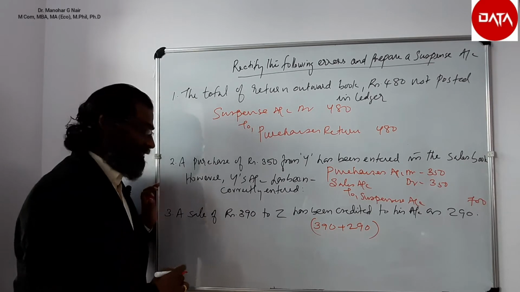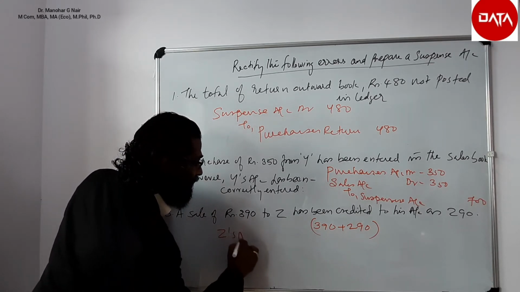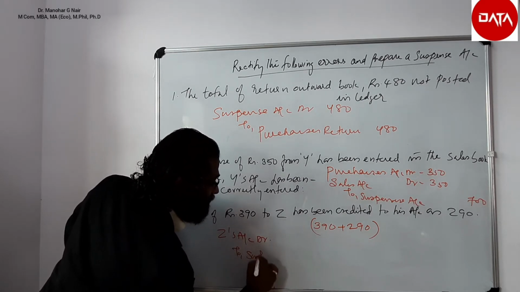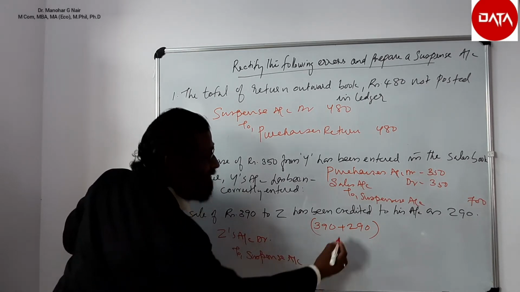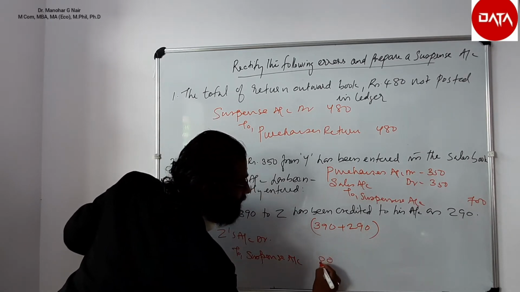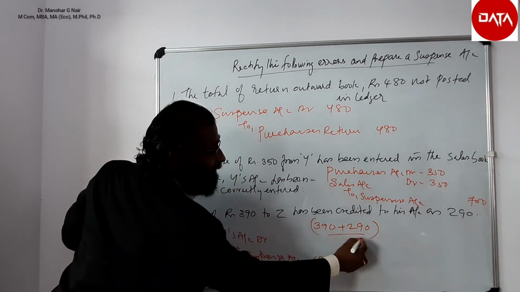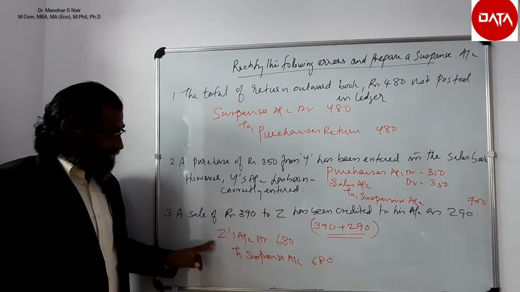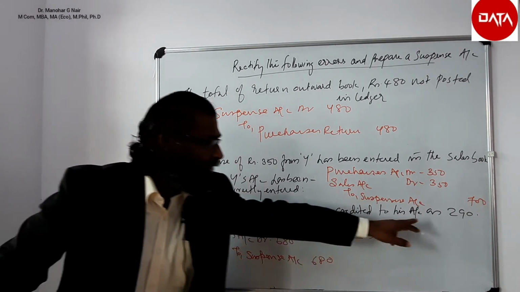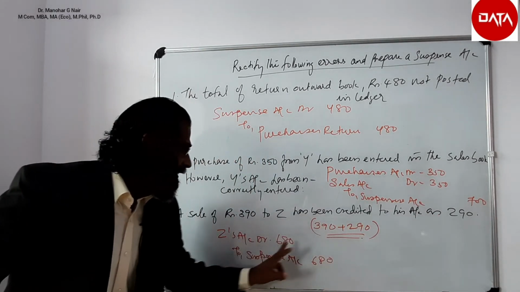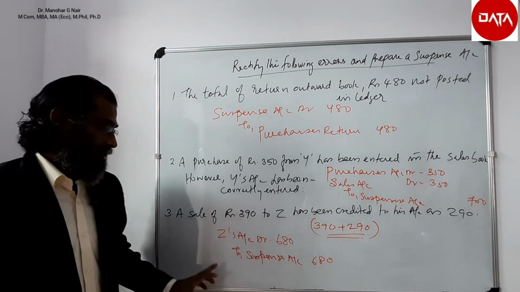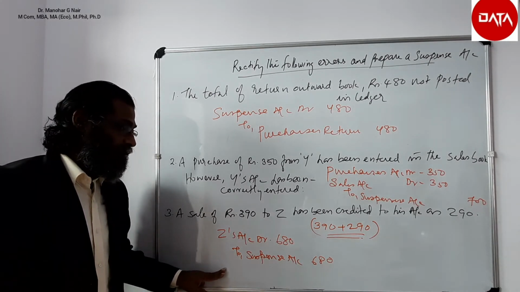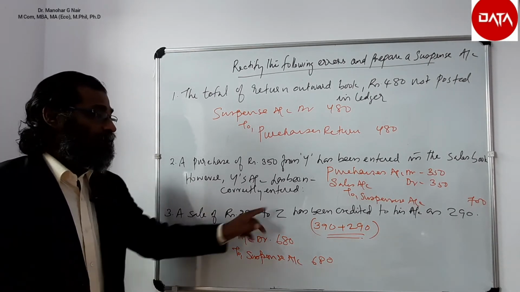So we have to pass the journal entry: Z's account debtor to suspense account to the extent of 680, adding these two, and here also it is 680. So by passing this journal entry, this 290 got cancelled and this 390 initiated. So this is the rectification entry with the support of the suspense account to rectify this particular error.